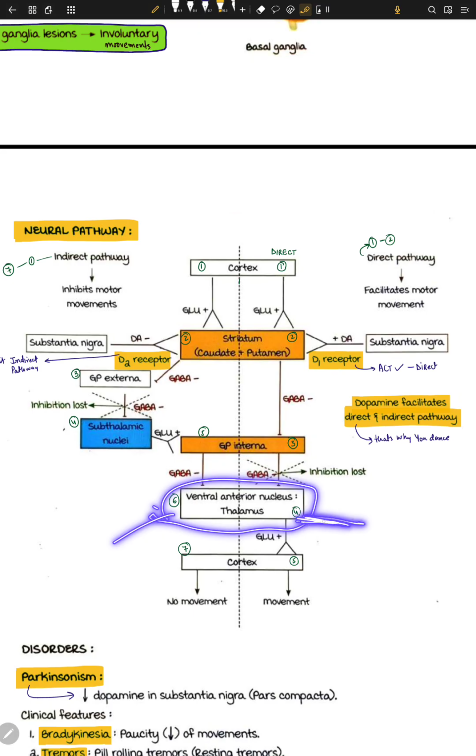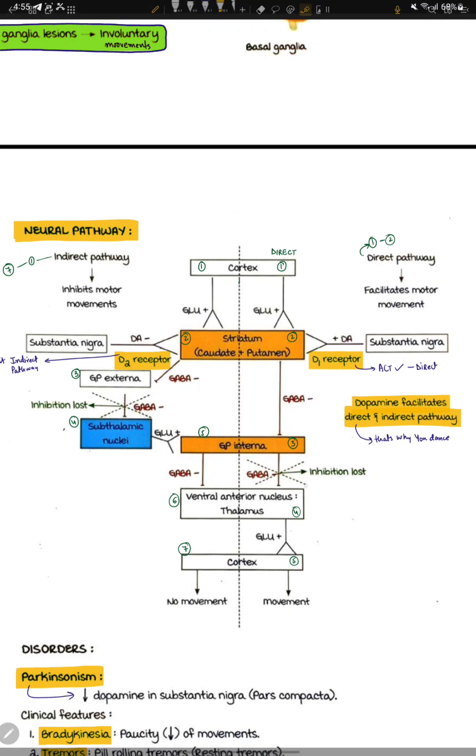How is this facilitated? Basically, it works via GABA. If you put GABA inside it, it will be inhibited. If you don't put GABA inside it, it will be facilitated. And GABA is provided via the indirect pathway.